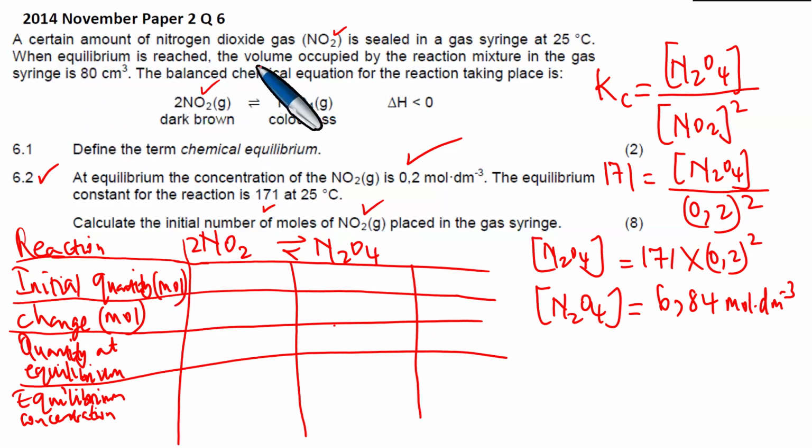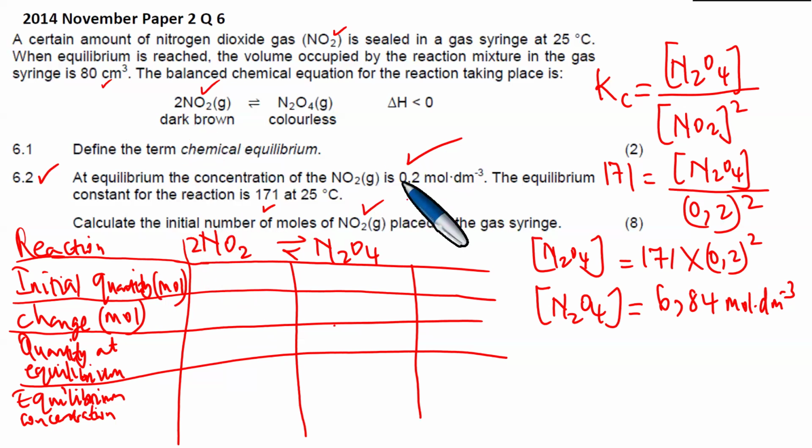When equilibrium is reached, the volume occupied by the reaction mixture in the gas syringe is given. The balanced chemical equation for the reaction taking place is exactly this one here. So what then do we need to do here? A couple of things remain very, very important. We need to take note of the fact that we need the initial number of moles of NO2.